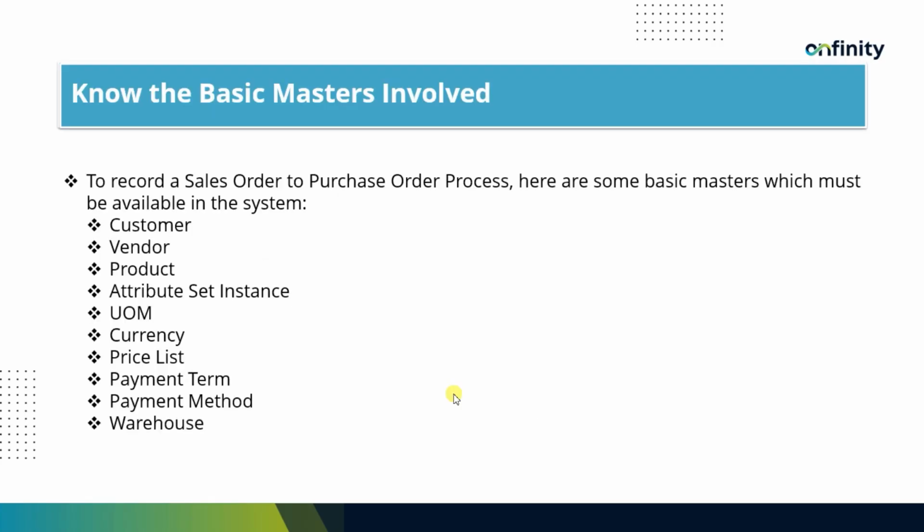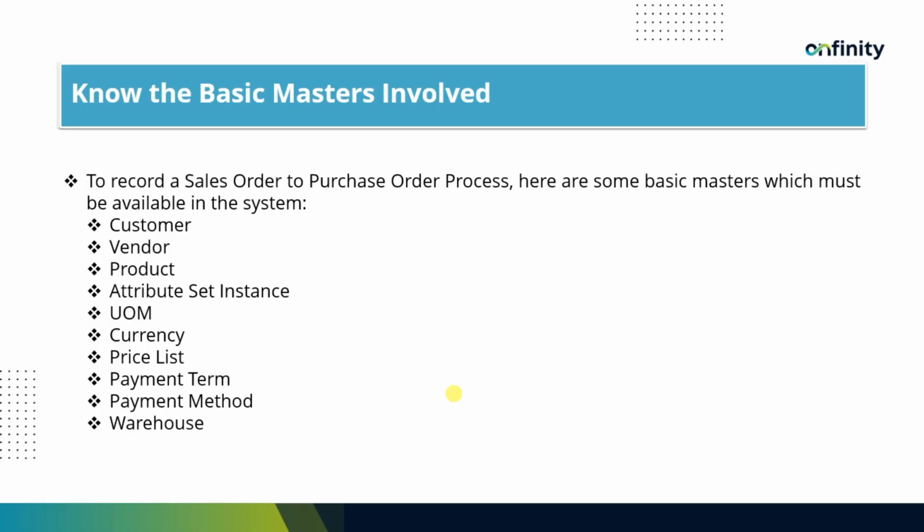To carry out this process, certain master records must be available in the system. Let's get to know the basic masters involved in recording a sales order to purchase order process. Here are some basic masters which must be available in the system. You must have a customer master, a vendor master, a product master, an attribute set instance if applicable, a defined unit of measure, currency, price list, payment term, payment method, and a designated warehouse.